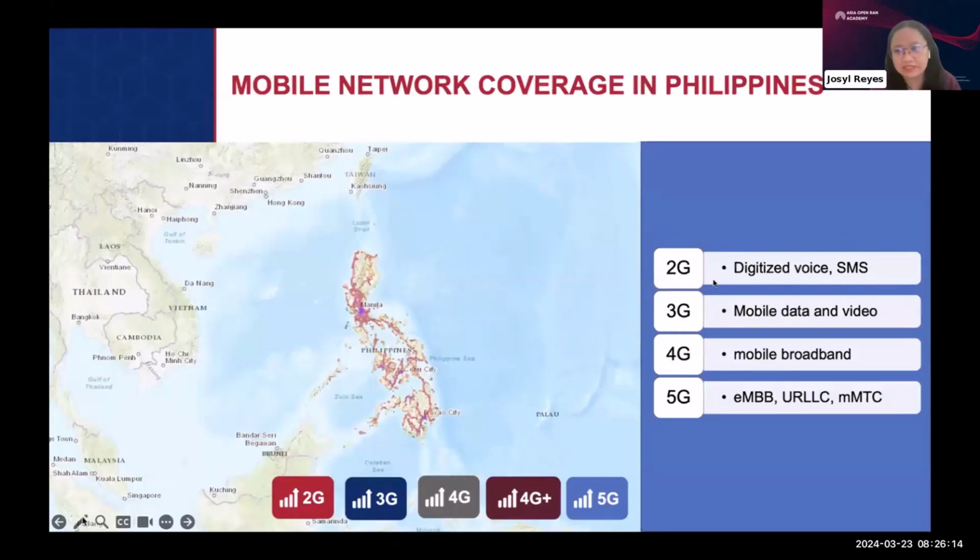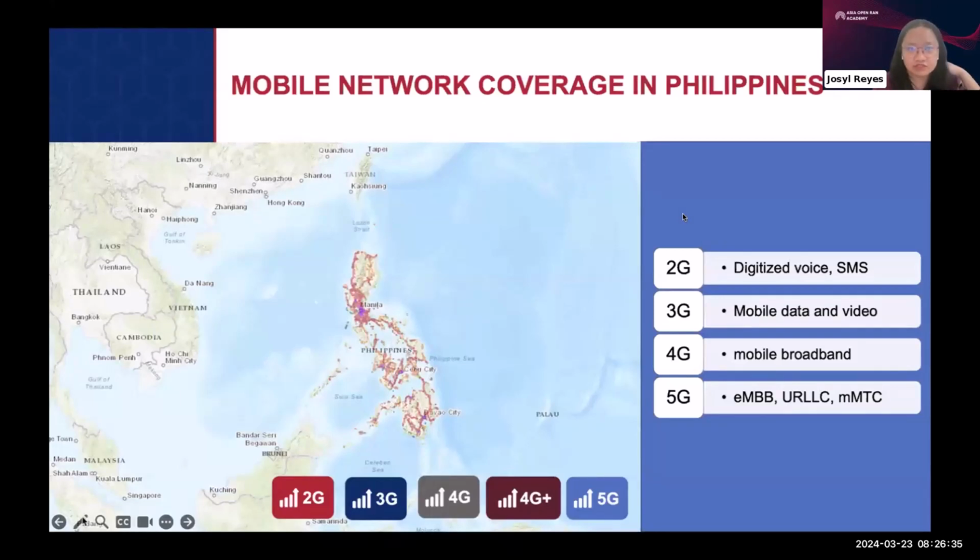technologies there. When 2G was introduced, it was focused really on digitizing the voice. We did not include 1G because there's no 1G anymore. But 1G is the first cellular generation wherein it really is just analog voice.